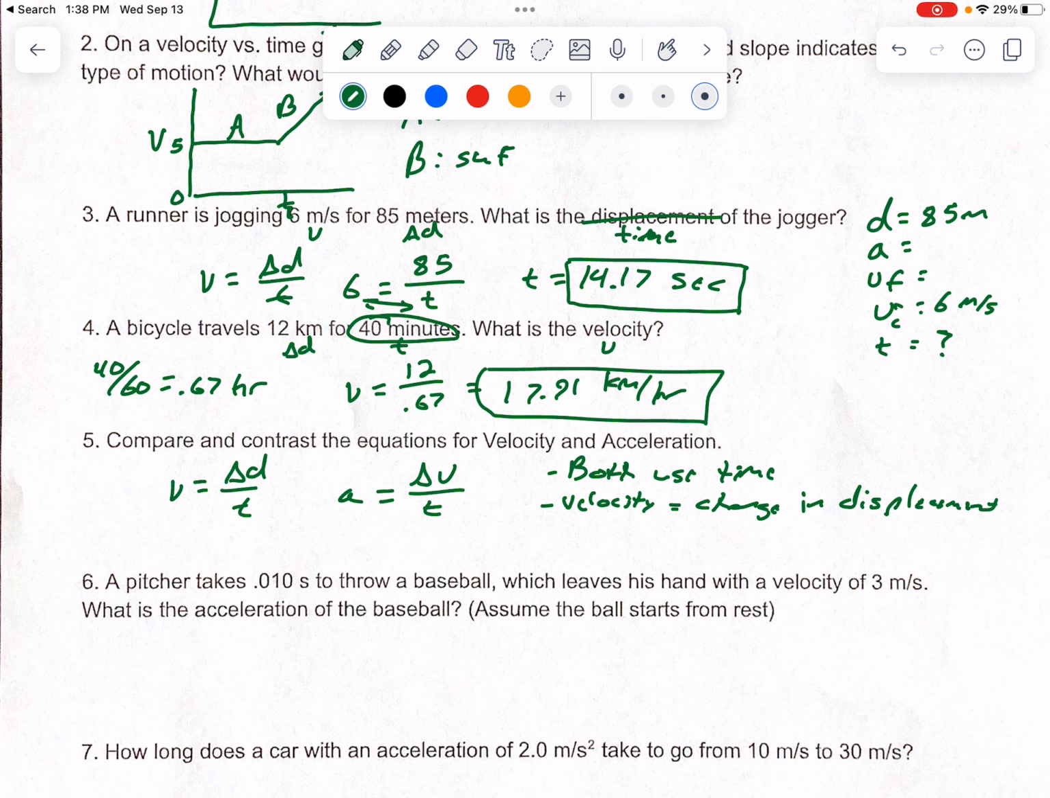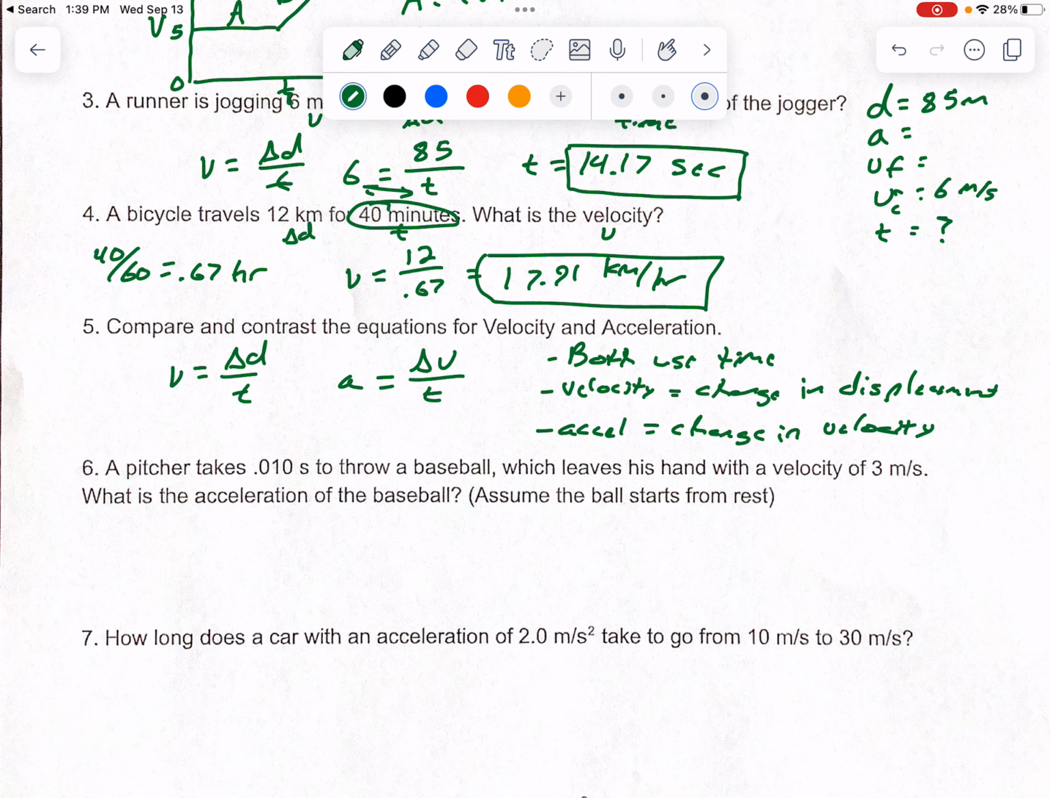Okay, acceleration though. Acceleration is your change in velocity. So now all of a sudden it's how quickly are you changing your speed or your velocity. So like if you're in a car and you step on the gas, now you're accelerating. Okay, so that means your velocity is changing. So that is the big difference: velocity is change in displacement or where you are, and acceleration is how quickly you are changing your velocity, either speeding up or slowing down.